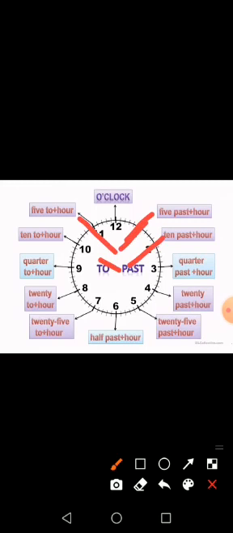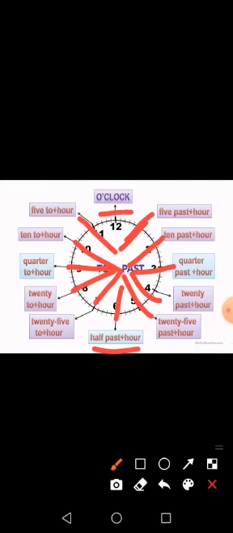10 past, 10 to. A quarter past, quarter to. 20 past, 20 to. 25 past, 25 to. And here we have half past, okay? And here we use a clock. Okay, student? Can you notice?